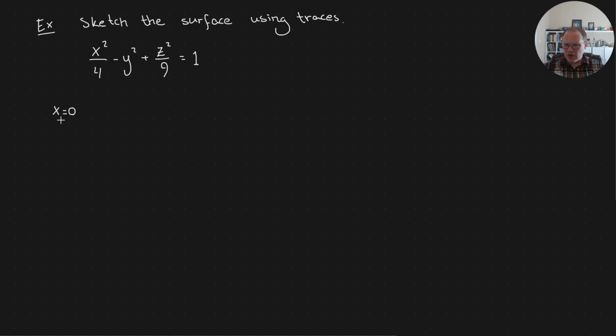So a good place to start, if you're not sure, is try plugging in 0 for x, for y, and for z separately. Okay. So if I plug in x equals 0, I have negative y squared plus z squared over 9 equals 1. If I just swap the y squared and the z squared terms, I get z squared over 9 minus y squared equals 1. That is a hyperbola.